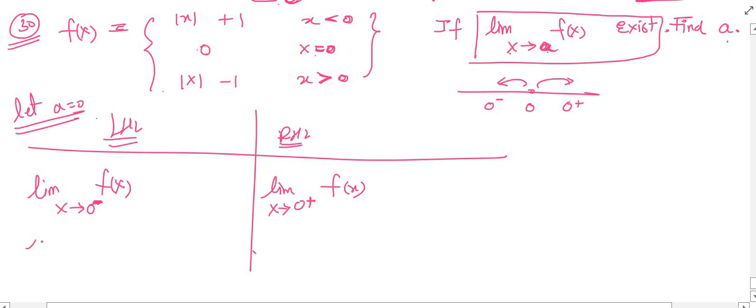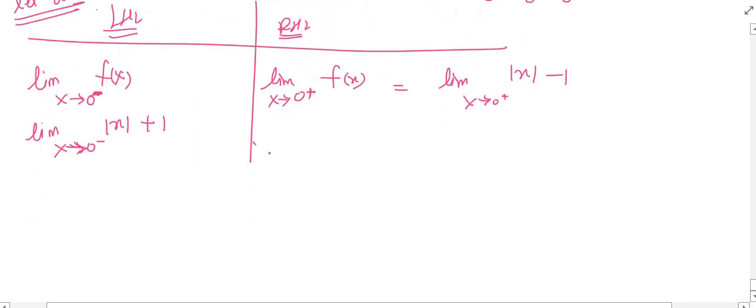So let me write down. Limit x tending to 0 minus, I will take this. And for 0 plus, I will take this. Okay? Now let's start the solution. So this is 0 minus. So I will put 0 and try to solve. So mod of 0 plus 1.